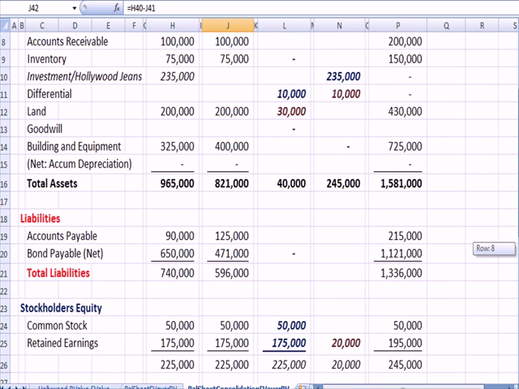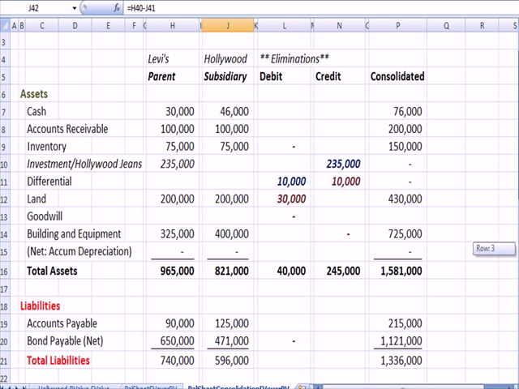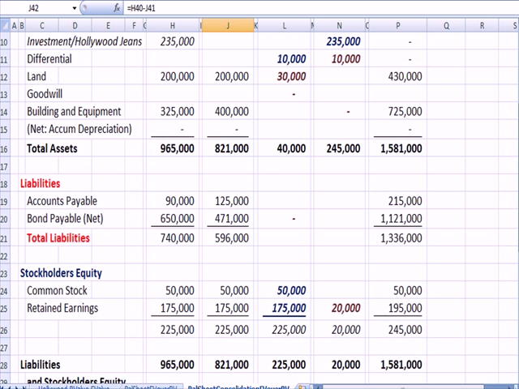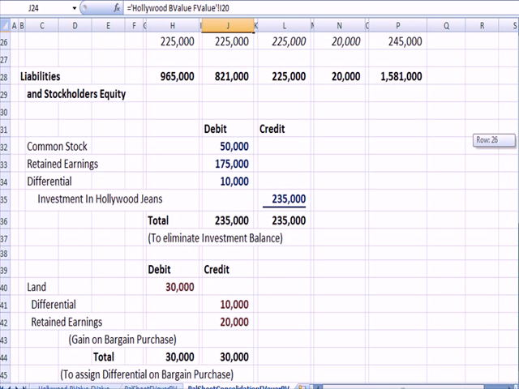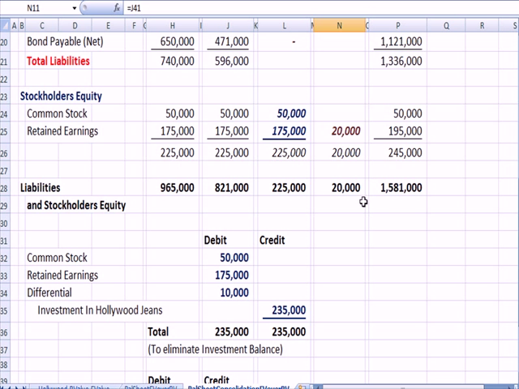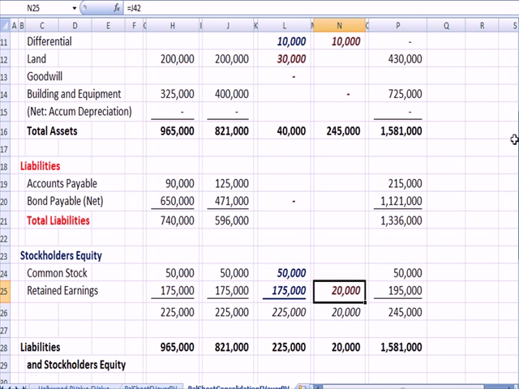Lastly, you'll see that in blue here, I have the two journal entries to eliminate the balances in consolidation. We take investment in Jeans off the books. We recognize the differential. We debit common stock and retained earnings of the subsidiary. That's what this entry is in blue. Our entry in gray, in brown, we debit the specific asset, we get rid of the differential, and the difference goes to retained earnings, and we have balanced asset and liability totals.